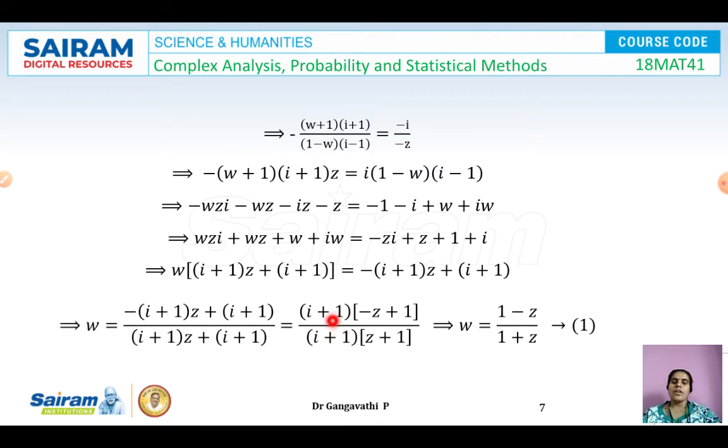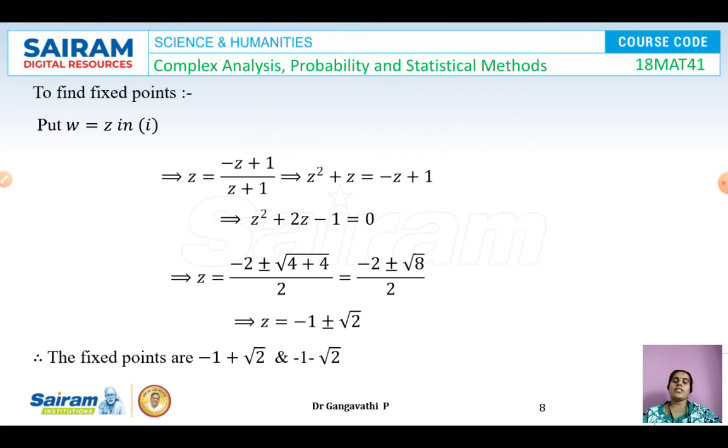So as it is, now we can cancel this I plus 1 by I plus 1 by taking this minus inside this bracket. When we do so, we get this I plus 1 and this I plus 1 as a common term. You can take it out. So we have minus that into minus that plus 1. And in the denominator also I plus 1 as a common term, we have z plus 1. So this I plus 1 and this I plus 1 get cancelled. So we have w is equal to 1 minus z by 1 plus z. So this is our bilinear transformation which is required.